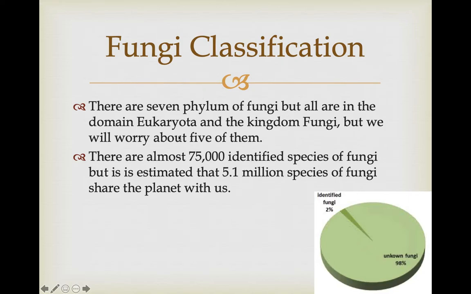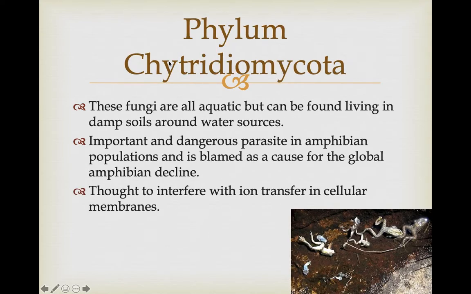So there's about 7 different phyla of fungi, and we're only going to talk about 5 of them or so for this particular little lecture. Now, the very first phylum that we're going to talk about is the aquatic phylum, Chytridiomycota, commonly known as chytrids. So chytrid fungi are very dangerous. They are parasitic fungi, and they live on amphibians, things like frogs, toads, newts, salamanders, little things like that, that live in the water or around the water.